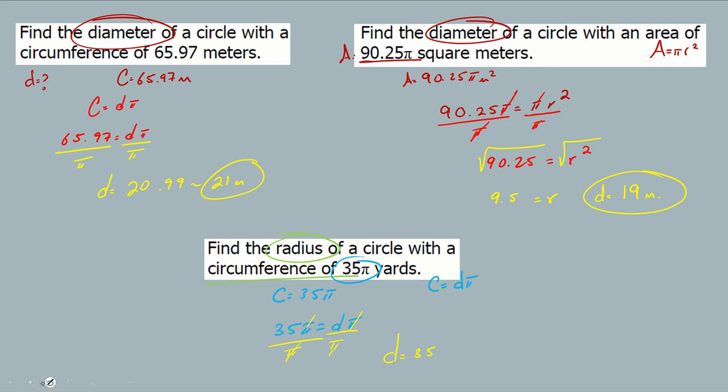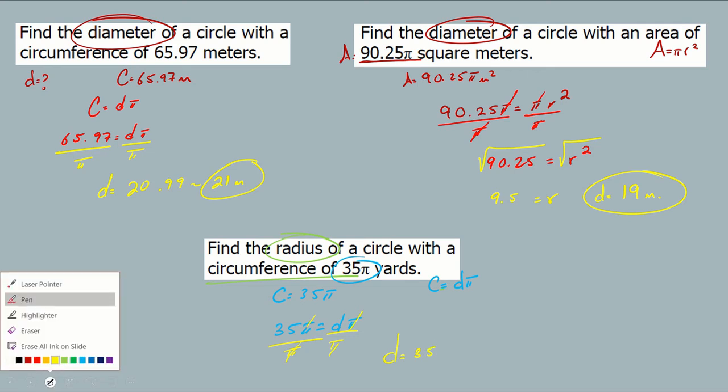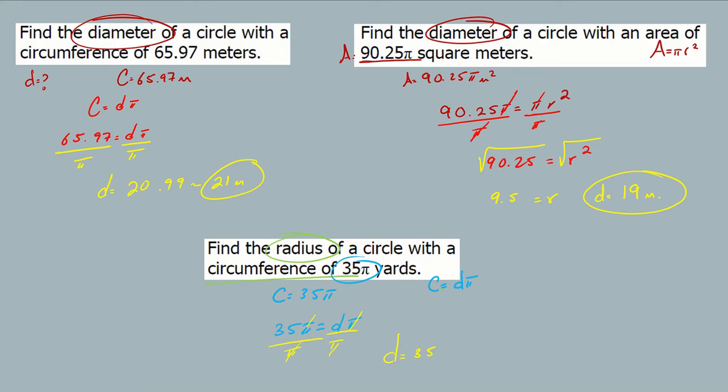Since I know that the diameter is twice the radius, or the radius is half of the diameter, that's telling me that half of that is going to give me the radius. So my radius here is going to be 17.5 yards.